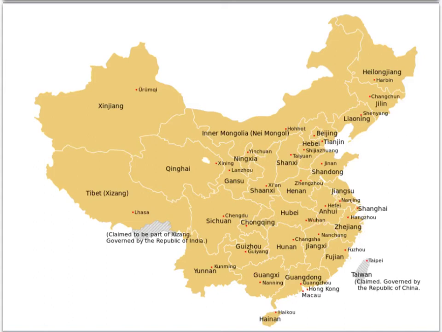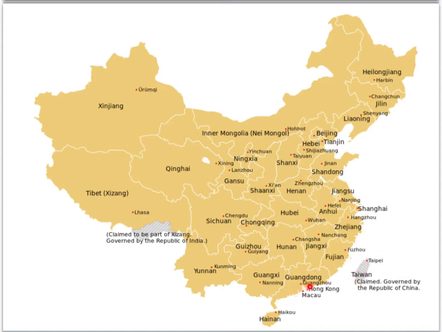Heading back to the coast, you have the province of Anhui, with its major city of Hefei. You then have on the coast, Jiangsu, with the town of Nanjing, which became an imperial centre at one point. Shanghai here, and then the major city of Hangzhou. The province of Fujian, with Fuzhou. Over here you have Taiwan and Taipei.